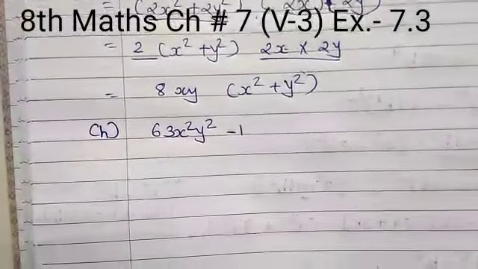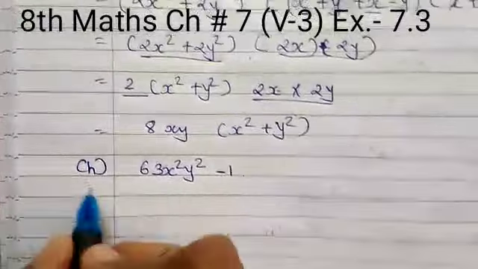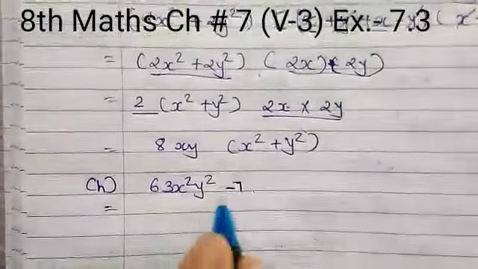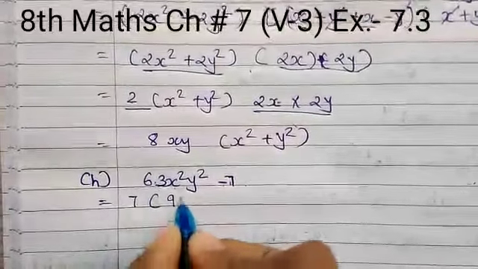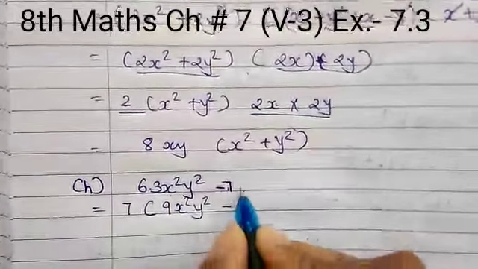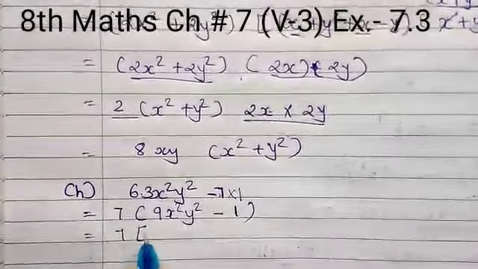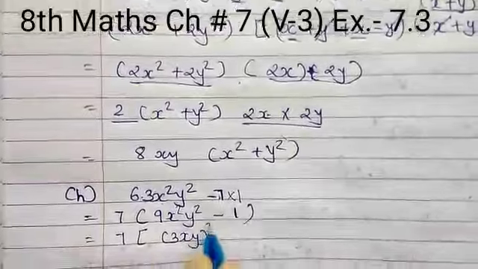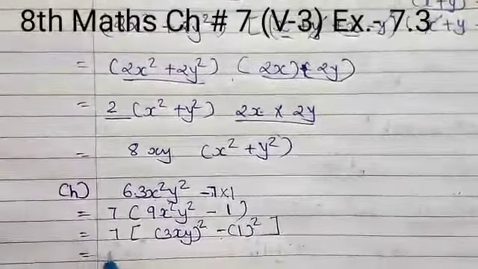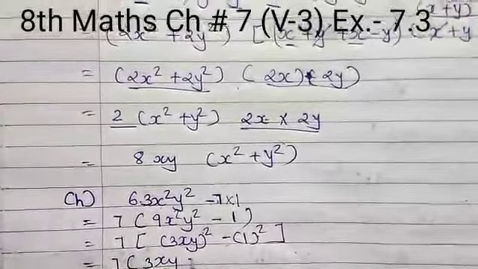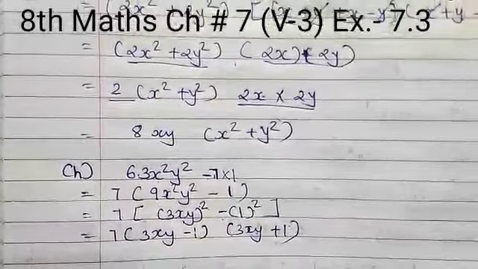Now students, we are doing the h number, that is given 63x²y² − 1. So what will become? 7 is there. So 7 will be... 7 9s are 63, become x² − y², and 7 1s are 7 is there, so 1 is remaining. So here what will become? Here (3xy)² − 1² is there, so it becomes a² − b². So we can write (3xy − 1)(3xy + 1). That is our final answer.